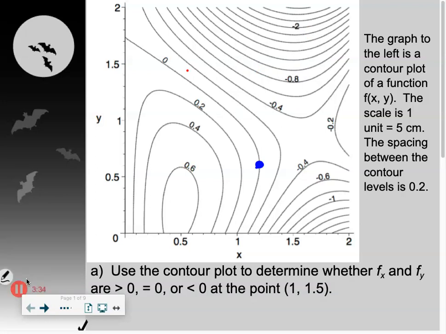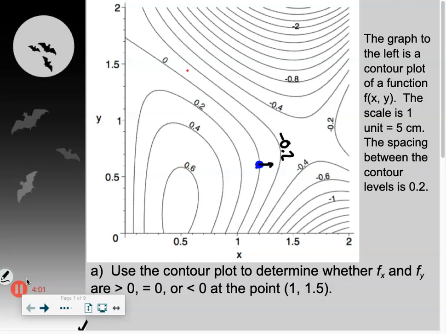All right, so now we're over on this blue dot, and just so you know, this is 0.2, this is 0, this is negative 0.2. If you're on this blue dot and I go in the x direction, as x increases, what's happening with z? It's decreasing, it's going down.